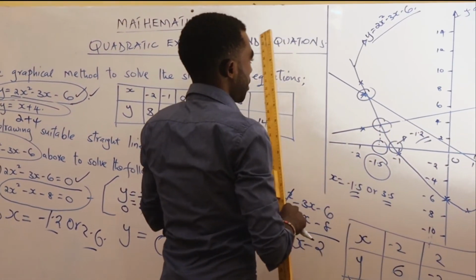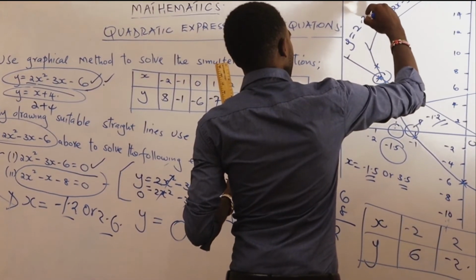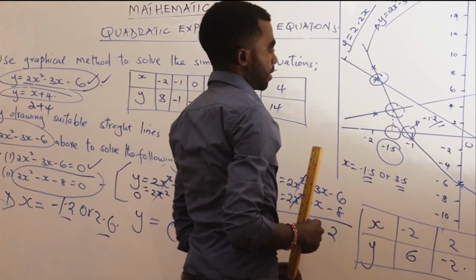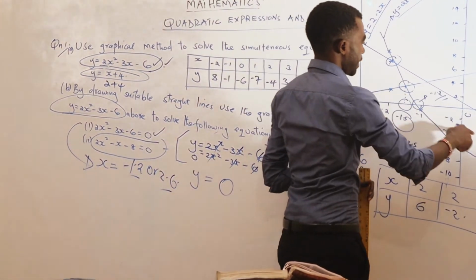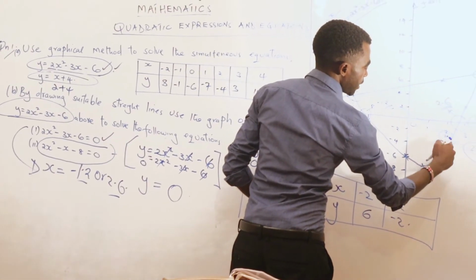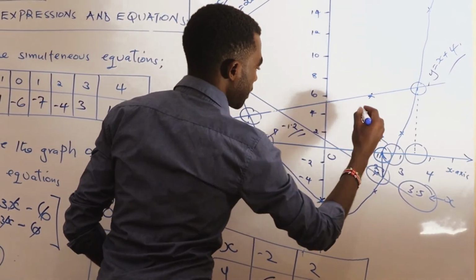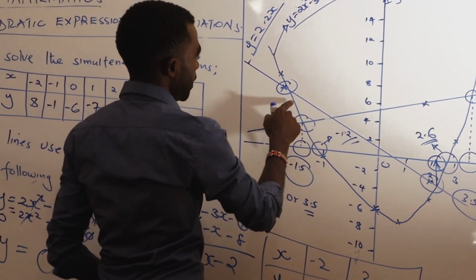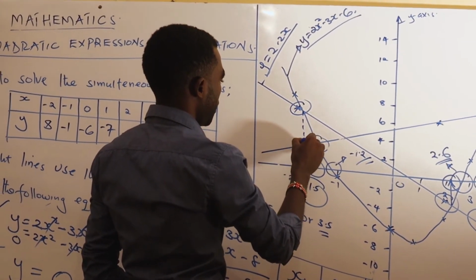Then you are advised to name this equation: y is equal to 2 minus 2x. So the solution of this equation is the point of intersection of this straight line and the curve. In this case, the point of intersection of this line with the curve is here. So you read the values of x at that point. The line cuts the curve at which point? There. You read this point.